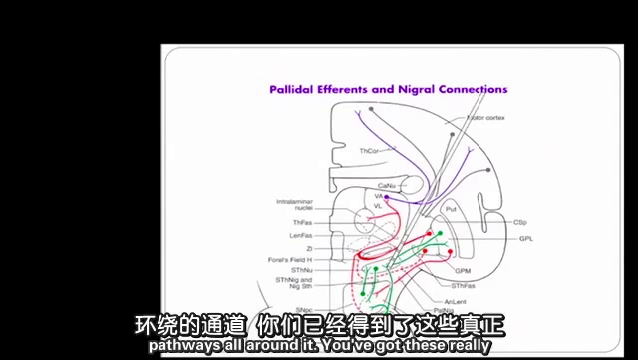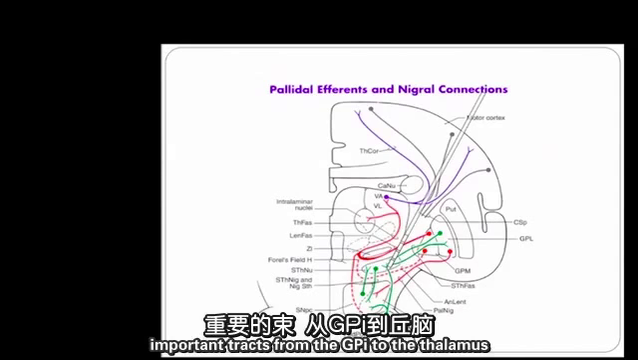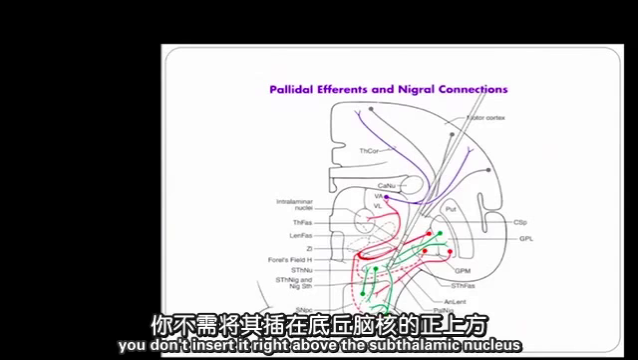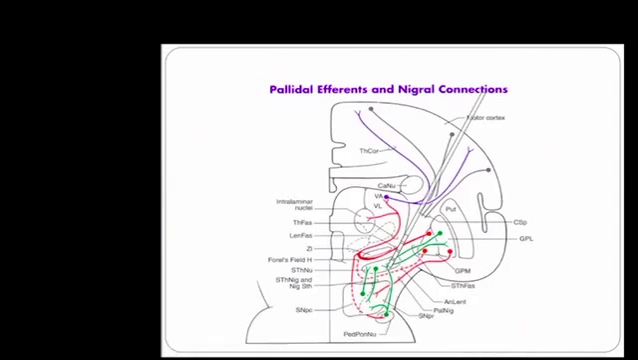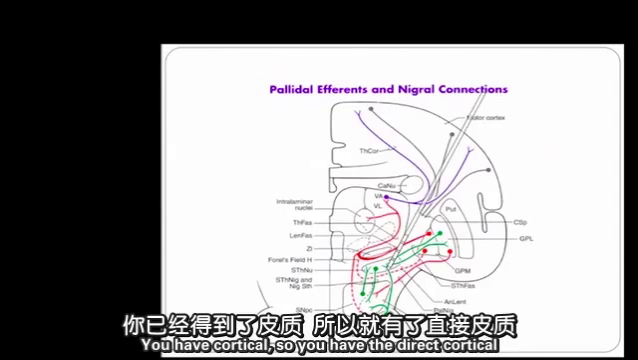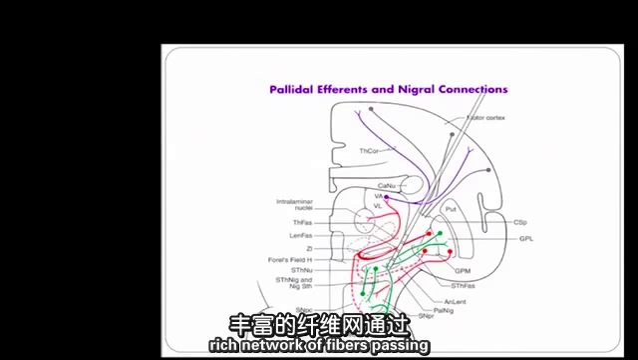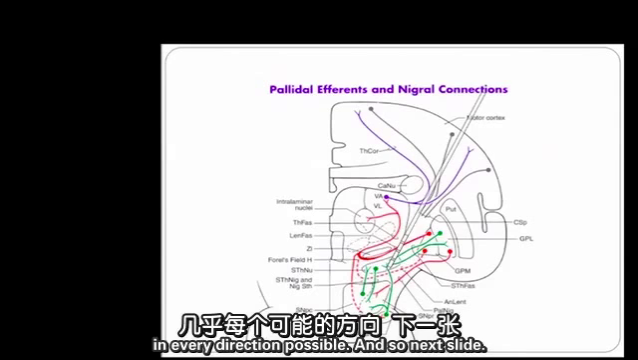You've got these really important tracts from the GPi to the thalamus, to the lenticular fasciculus. You have ansa lenticularis. You have zona incerta right above the subthalamic nucleus. You have cortical, so you have the direct cortical subthalamic projection. It's a really highly rich network of fibers passing in every direction possible.